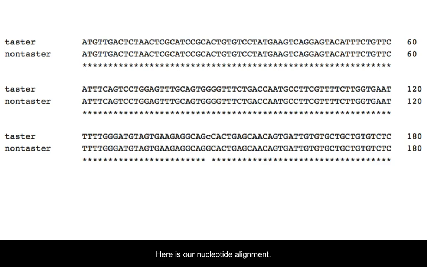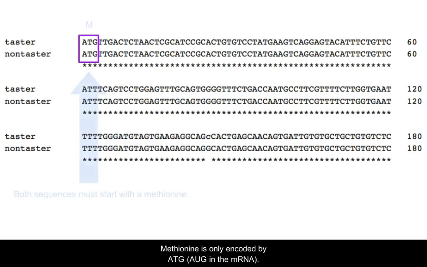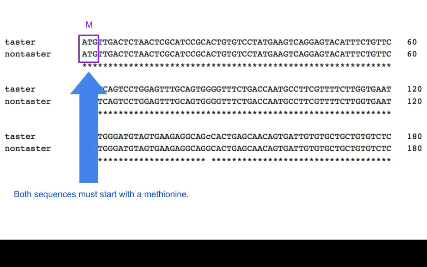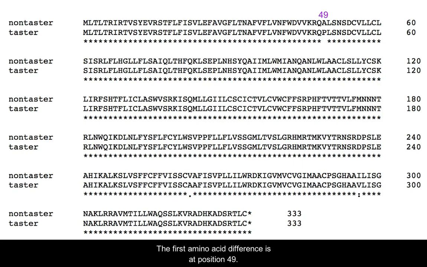Here is our nucleotide alignments. We trimmed these sequences so that only coding sequence is included, so we know that the first 3 bases will give us the first codon, which is of course methionine. Methionine is only encoded by ATG, or in the messenger RNA, AUG. The first amino acid difference is at position 49.